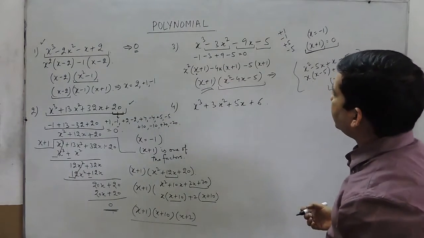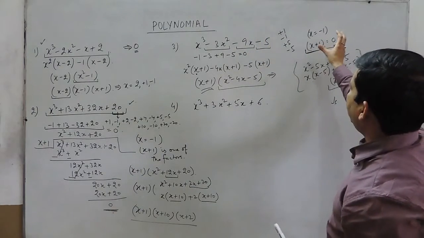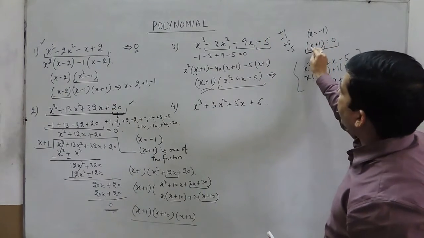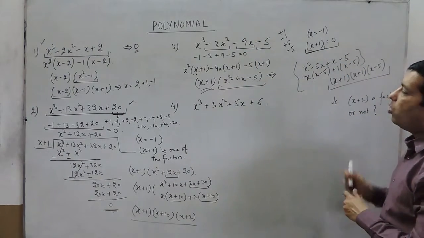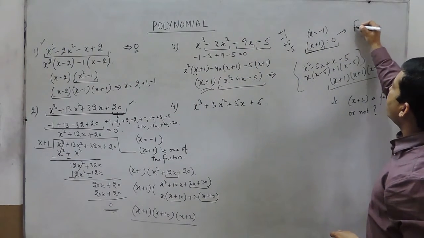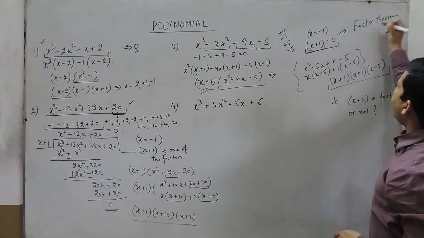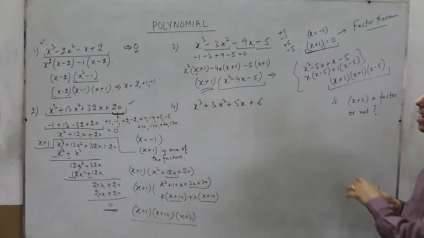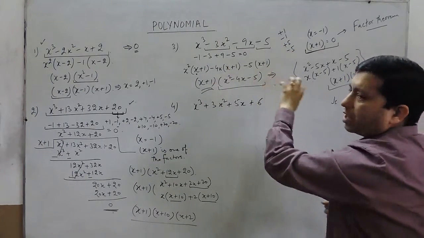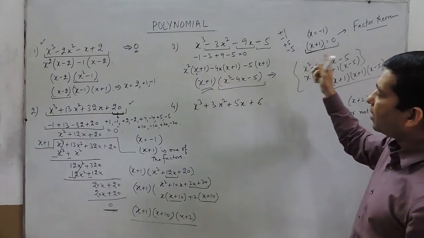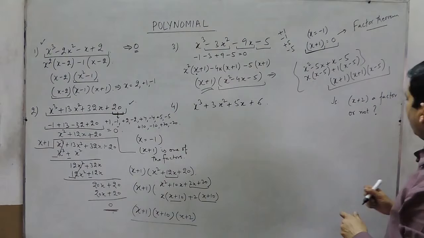Now the question arises that if we are able to find the factor directly, or if we put the value of x directly into this equation and it comes out to be 0, this is known as the factor theorem. Factor theorem means if we put the value of x and the whole expression comes out to be 0, that means this is one of the factors of this polynomial.